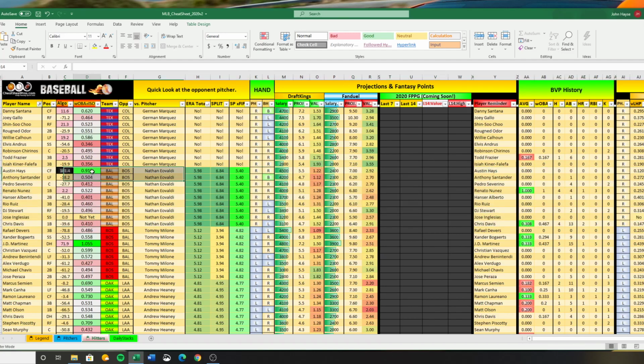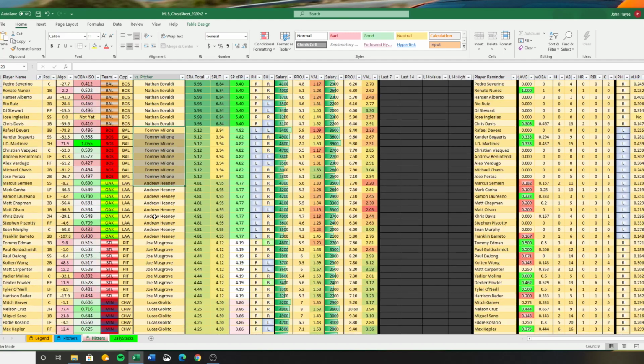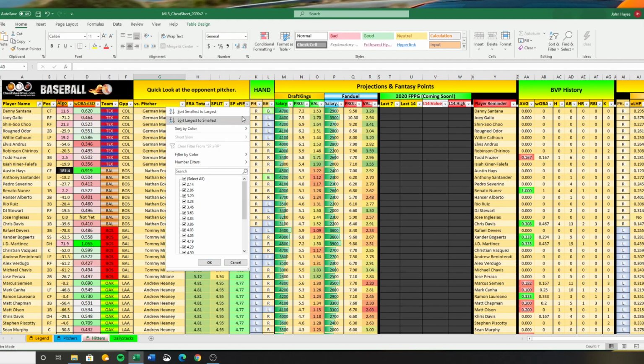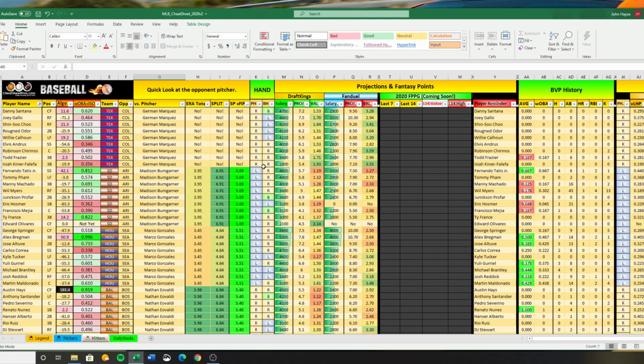And the first one that jumps out would be Austin Hays. He's got a big 919 wOBA plus ISO. The other numbers are kind of low, and it's Baltimore, so they're probably going to be pretty cheap. And then you can go down here. Mancini would be the next guy, Andrew Heaney, Musgrove, etc. But what I like to do is look at the xFIP split, because that'll tell us a little bit more.